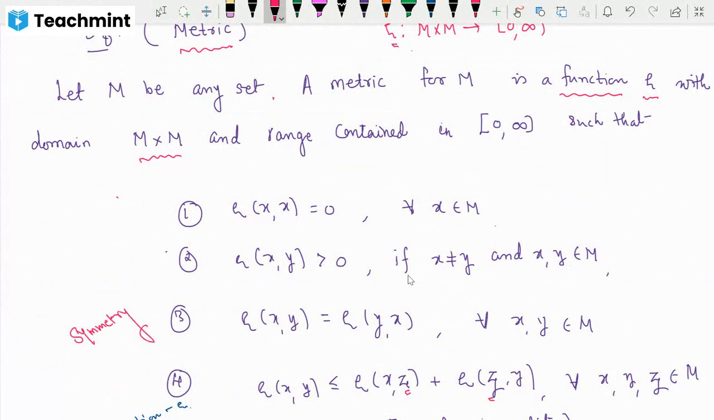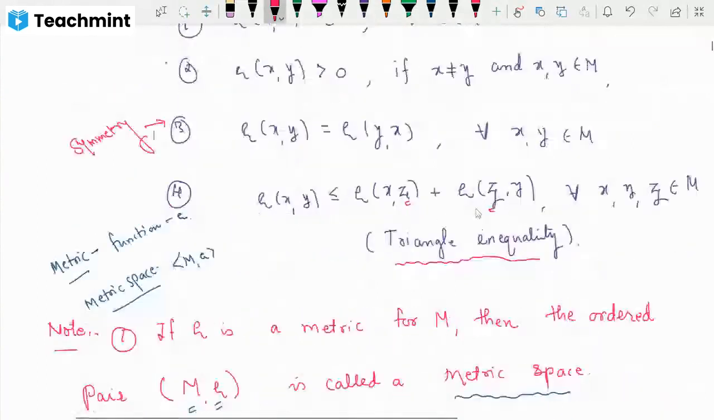Symmetry. So the third condition is the symmetric condition. And what is the fourth condition? That is the triangle inequality. So triangle inequality, that is rho of x,y less than or equal to rho of x,z plus rho of z,y. It should be true for all x, y, z belongs to M. A mapping from M cross M to the closed interval 0 to infinity which satisfies these 4 conditions is called a metric on set M. Then we saw the definition of metric space.